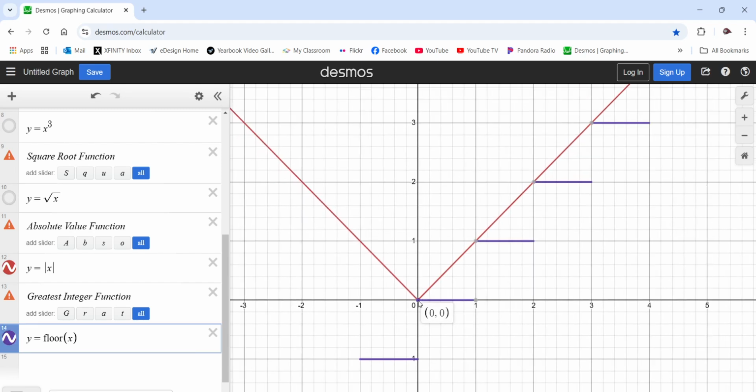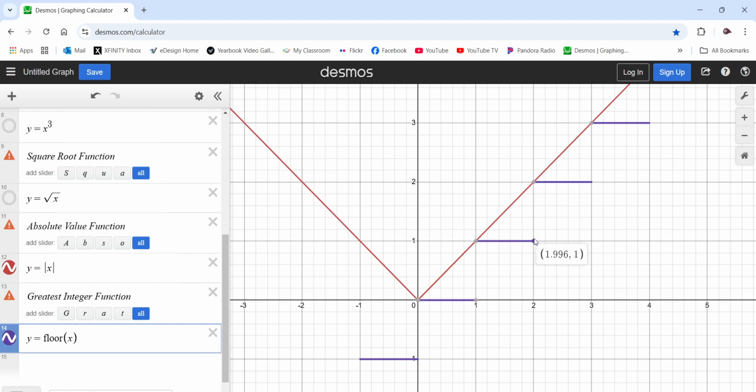0, 0 is right there. Watch, when you go to 1, there's no 1, 0. So what happens when you hit 1? It jumps up to 1, 1. Do you see it? See what it did? Then if you kept on going all the way to the next integer, what does it jump up to? As soon as I hit 2, what's it going to do?